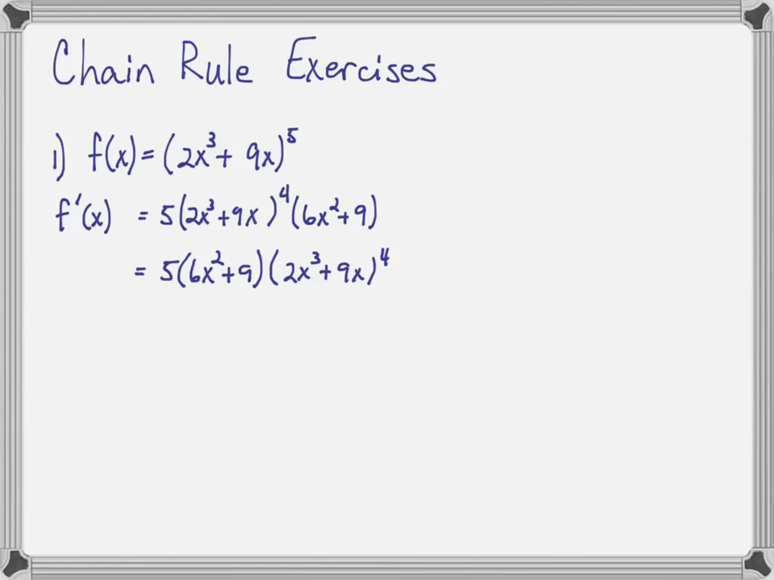Now number 2 says f of x equals negative 7 times (3x^4 + 2) all to the negative fourth. Okay, so now this is again an expression raised to a power, so we're going to need the chain rule, but also we've got this coefficient here, this negative 7.